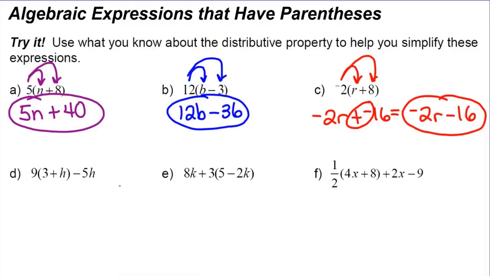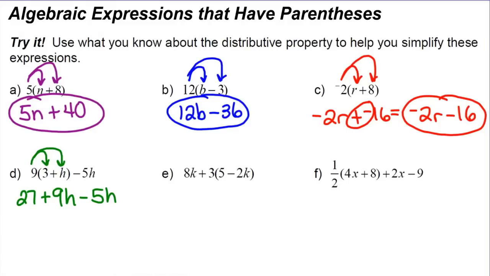Next one, here we have parentheses again, but now we've got an extra term hanging out here. So I cannot combine my h's if one is in parentheses and one is outside of parentheses. So I have to use the distributive property to get rid of the parentheses first. 9 times 3 is 27 plus 9 times h, which is 9h, minus 5h just gets tacked on there.